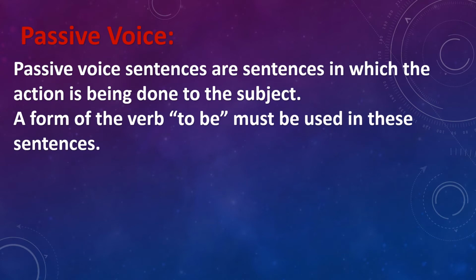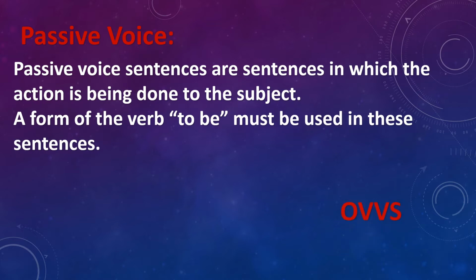Passive voice sentences are sentences in which the action is being done to the subject. A form of the verb to be must be used in these sentences. This means that in the passive voice sentences, we don't know the doer of the action. We have no subject, okay? The subject is not clear unless he says by, as we will see now.